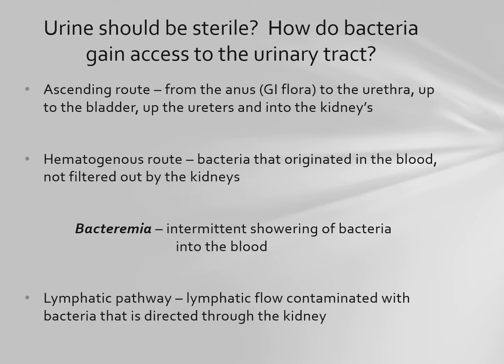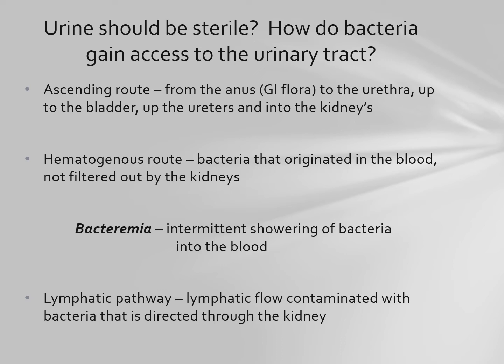So like I said in the previous slides, urine should be a sterile body fluid. So if a person gets a urinary tract infection, how does that happen? There's 3 ways that a person can get a urinary tract infection. The most common way is called the ascending route, where you have flora that comes from the anus and goes up to the urethra, up to the bladder, and up to the ureters and into the kidneys. That's usually because of the way a female wipes themselves after voiding.